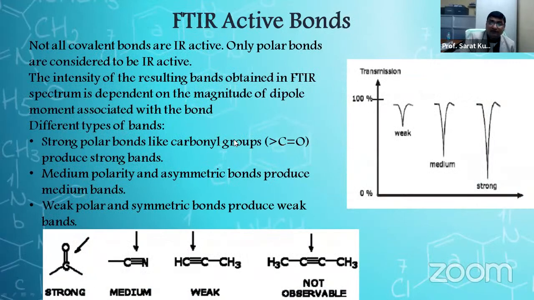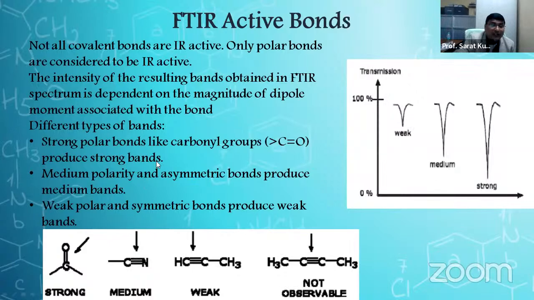What are FTIR active bonds? How can you know? I can tell three types of bonds: sometimes very weak, medium, and strong. Then you have the question of how you know whether it is a weak, medium, or strong bond. That depends on the height of the peak, or the crest of the band: it is either weak, medium, or strong.